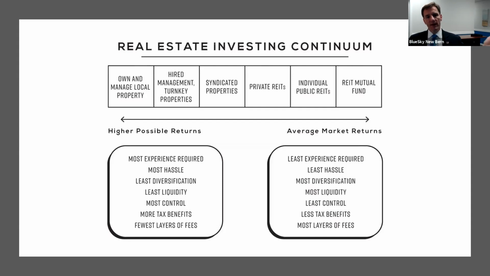So you'll see that on the left-hand side, there are higher possible returns. On the right, you're going to get average market returns. But on the left, the most experience is required, the most hassle. You have the least diversification, least liquidity. Now you get the most tax benefits, you get the most control, and you have the fewest layers of fees.